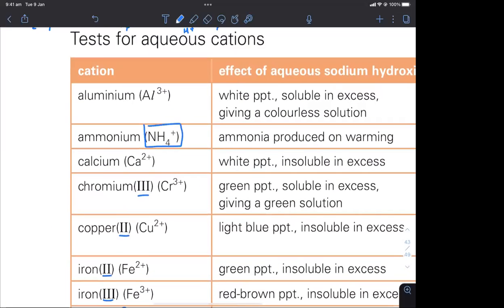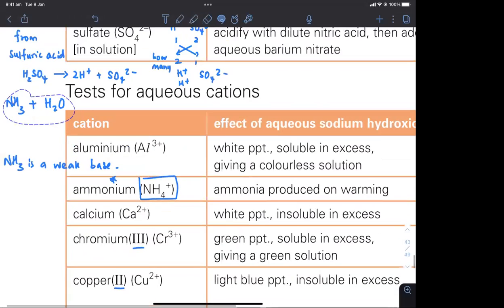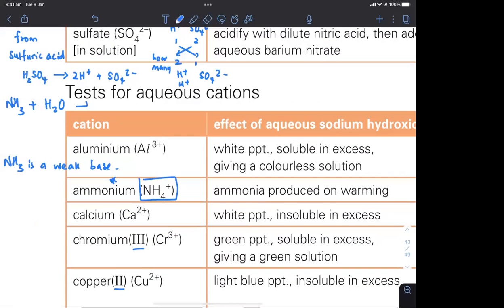Ammonium ion. But if you notice what I told you before, ammonia is a weak base. Ammonia is a weak base. It dissociates partially in water. Ammonia plus water, write your equations. Partial dissociation, that means reversible. I should probably write it down properly like this. And then I will show reversible.